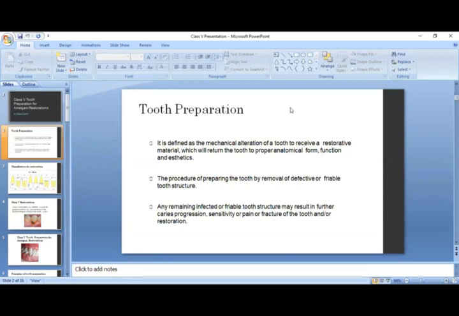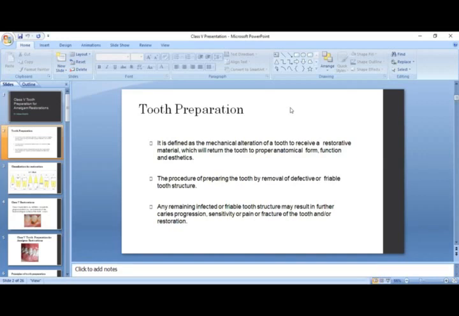So tooth preparation is defined as the mechanical alteration of the tooth to receive a restorative material which will return the tooth to proper anatomical form, function, and aesthetics. That means if we are going to design a cavity, if we are going to prepare a tooth, it should behave the same before and after the restoration, before and after the filling material. So that's how we prepare the tooth. There is no difference between before and after the restoration.